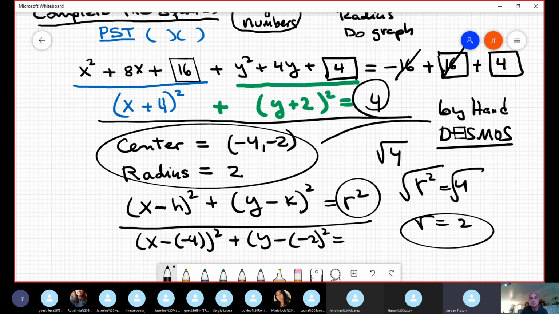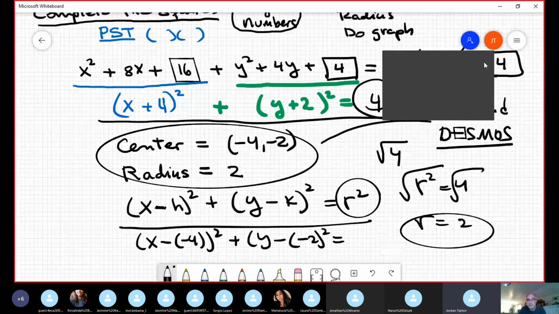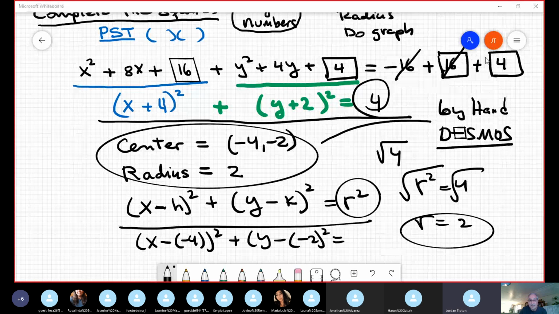I have a real quick question. Go ahead. If it's x minus h, wouldn't it be negative 4 to the second power? So wouldn't that be a positive 4? No, I'm sorry. Yeah, it is positive 4.